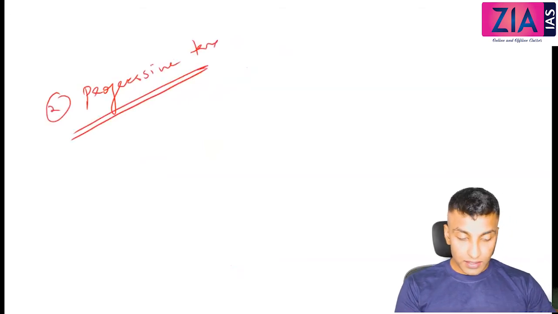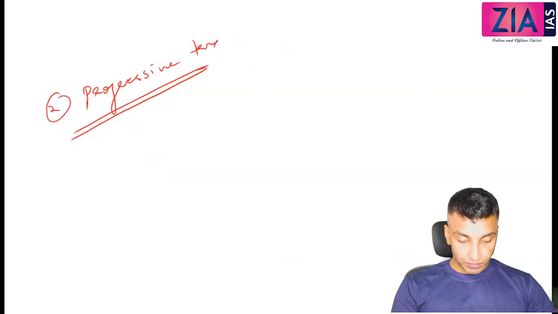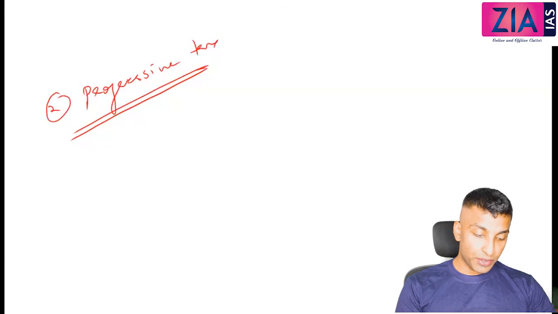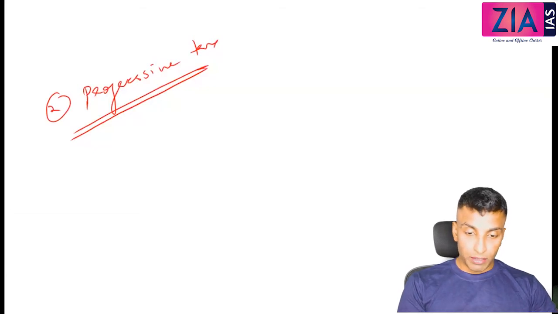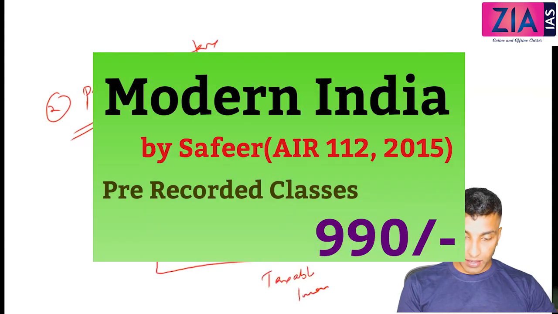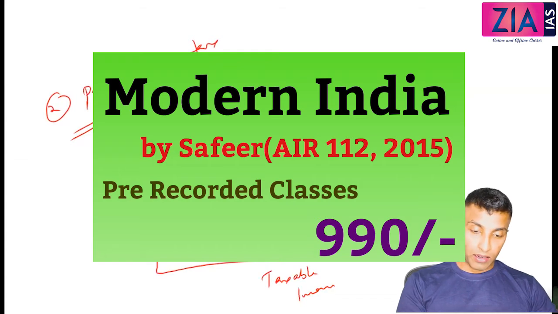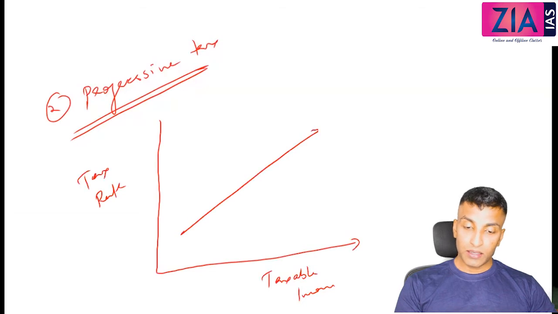Second, you can write progressive tax. This is what we are following. Under this, just write one line: the marginal tax rate increases with the increase in taxable income. So here you will see the taxable income, just like before, and if this is the tax rate, this is how it will go, right?